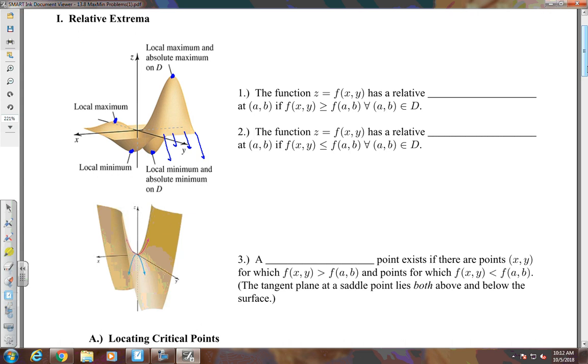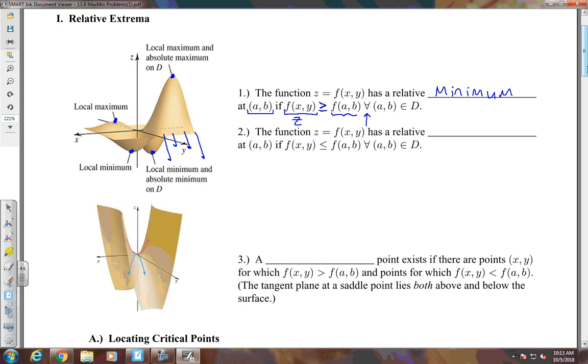So number one, the function z equals f of x and y has a relative minimum at domain point (a, b). Remember, the x, y ordered pair is a point from the domain. The z value is from the range. Notice f of x and y is any general z value, any z value on that function. So the function has a minimum at this domain point (a, b) if the general z value is greater than or equal to this specific z value. Remember, the upside down A means for all ordered pairs (a, b) in the domain.